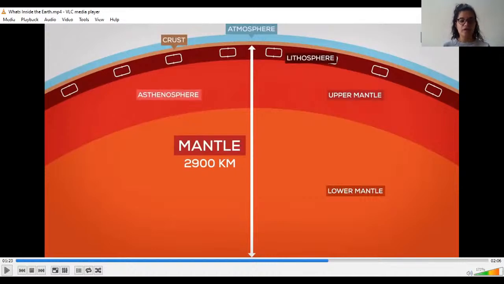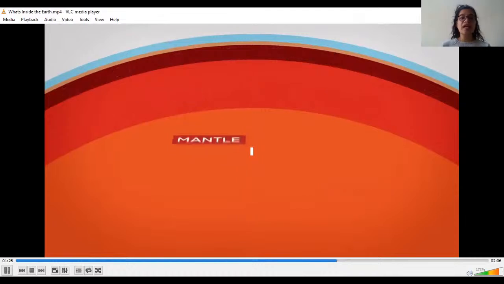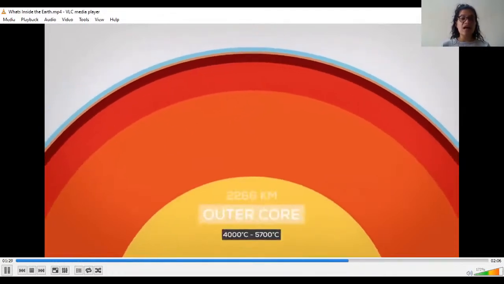Clear, everybody? Okay, good job. Now, the asthenosphere mostly consists of solid material. And the lower mantle reaches deep to the outer core of the Earth. Earth's outer core is a liquid layer of iron and nickel. These are two metals. The outer core is about 2,266 kilometers thick. Temperatures here vary from 4,000 degrees centigrade to 5,000 degrees centigrade.